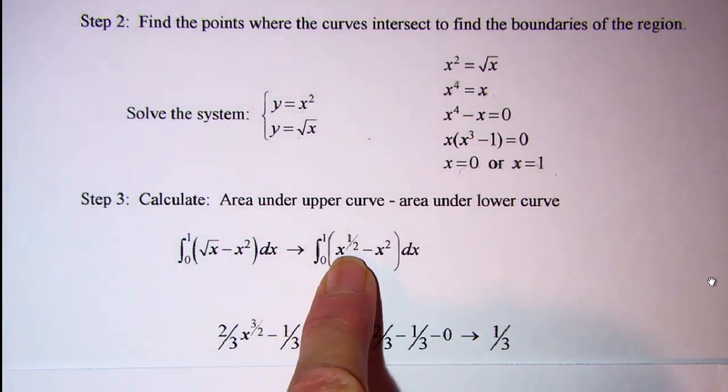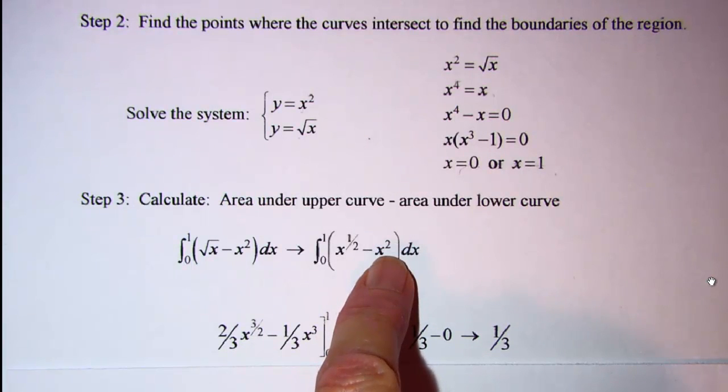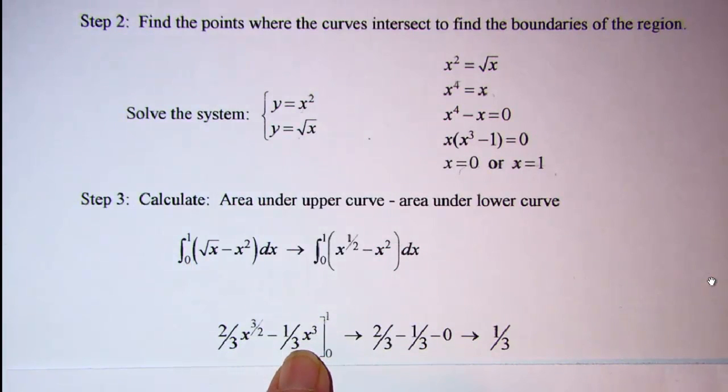So increase the exponent by 1, divide by the new exponent. It gives us x to the 3/2 divided by 3/2, which is the same as multiplied by 2/3. And then this becomes x cubed divided by 3, or 1/3. The fundamental theorem of calculus says that we evaluate this expression with 1 substituted in, and then subtract from that the value when 0 is substituted in.